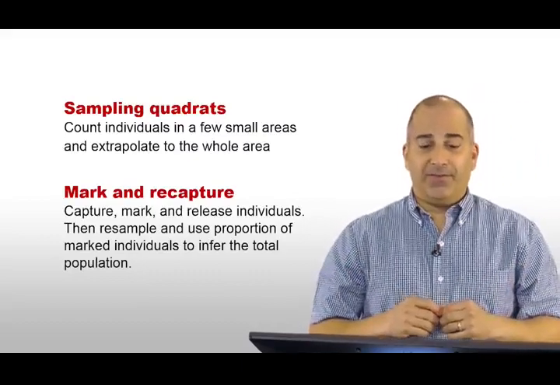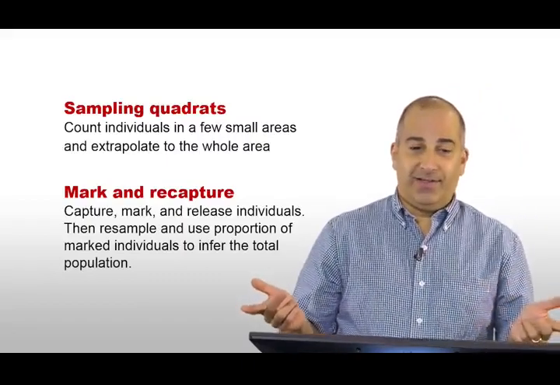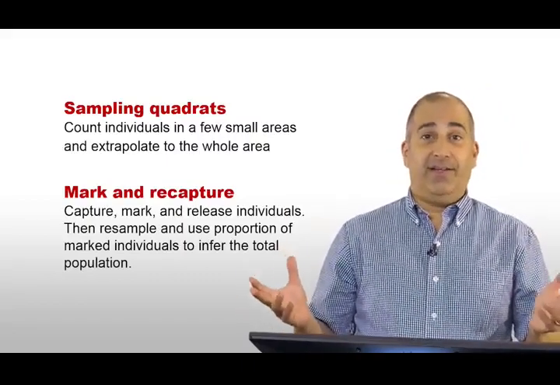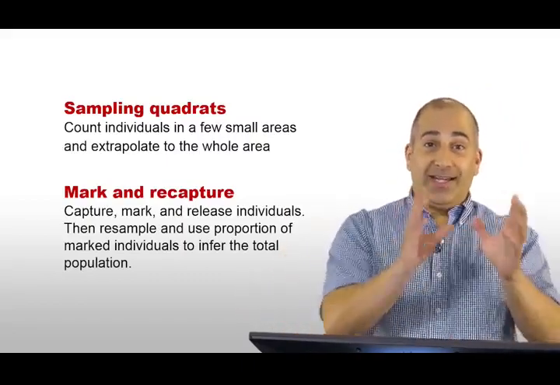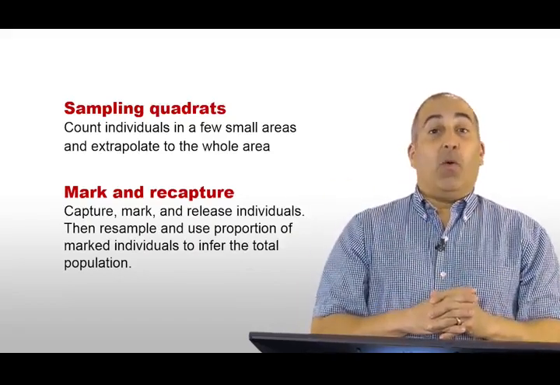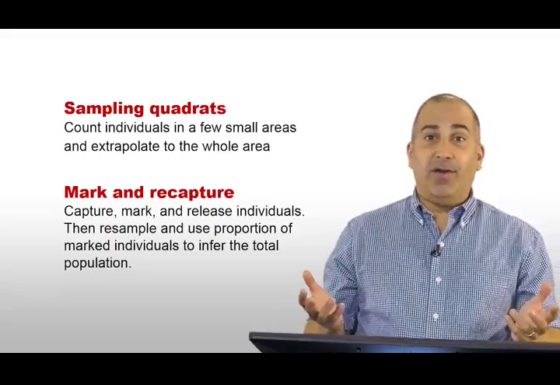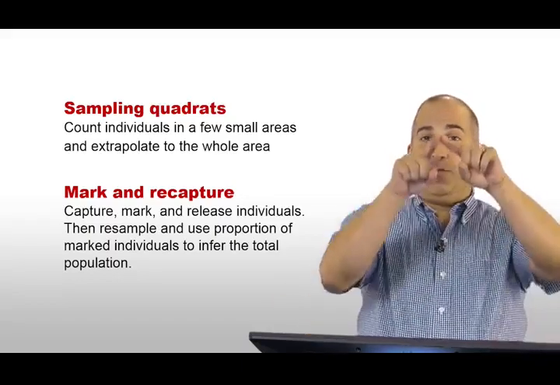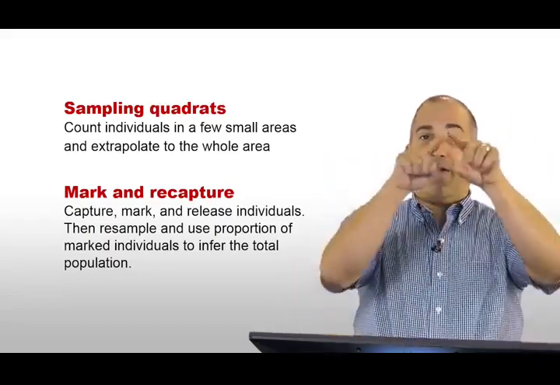The first way is sampling quadrats. Now, what is a quadrat? Sampling, obviously, is just taking a sample of something, not the whole, but just a part of it. But what are we sampling if we're sampling quadrats? Well, quadrat is just a fancy word for a square area.